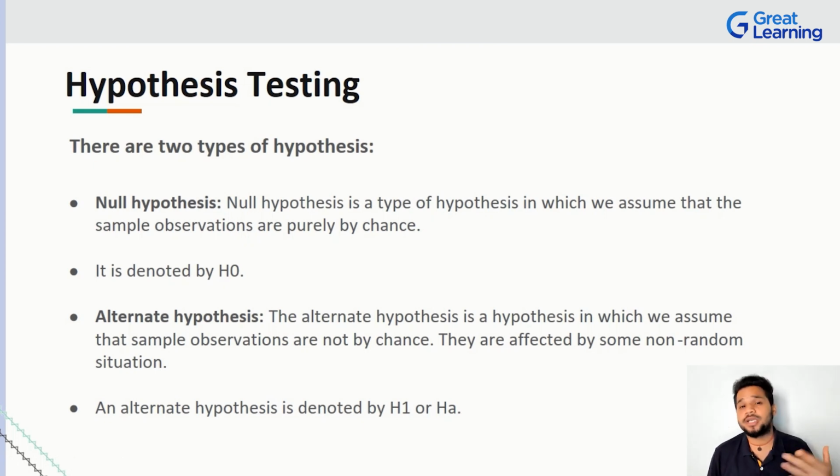The alternate hypothesis is usually denoted by H1 or HA or a couple of variables like that. But always understand, whenever you say null, it stands for zero. An easy way to remember is that H0 is nothing but the null hypothesis.